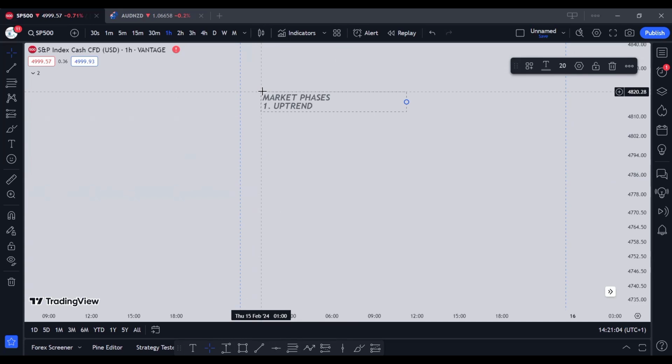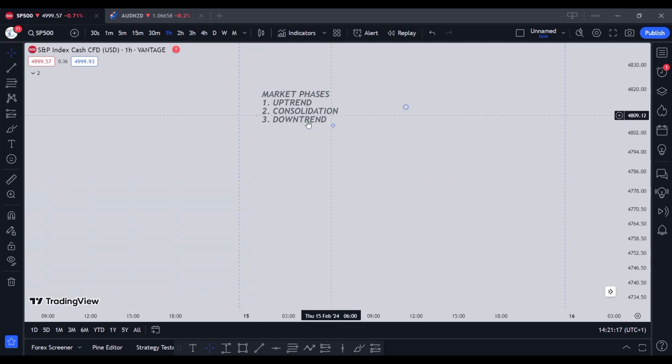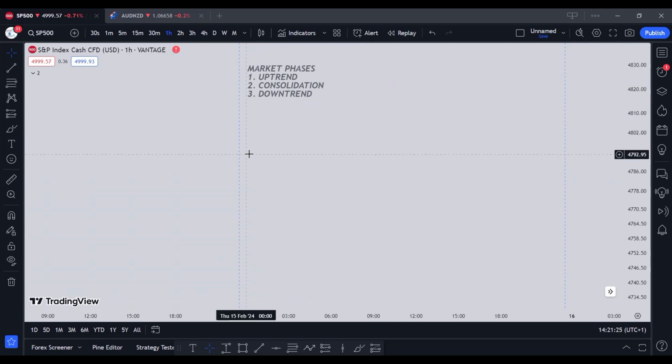uptrend. Second one, consolidation. Third one, downtrend. You understand? So we have uptrend, consolidation, and downtrend. So these are the three phases in the market that we have. We have the uptrend, we have the consolidation, and we have the downtrend. You understand? So what is uptrend, what is consolidation, and what is downtrend?